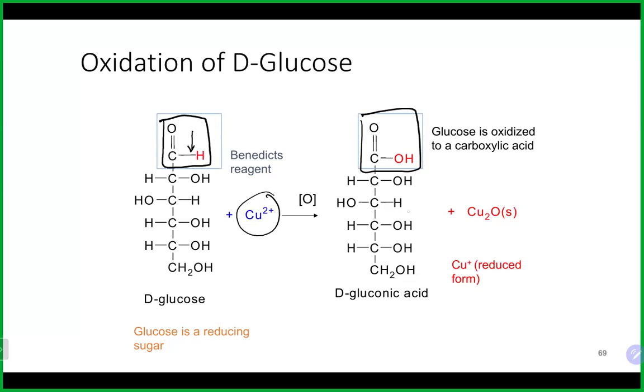The result of that is the copper goes from +2 to +1 and ends up in that orangey reddish color that was a positive for that. So pretty much most sugars are reducing sugars in that sense, because they do cause the reduction of copper 2 in the Benedict's reagent.